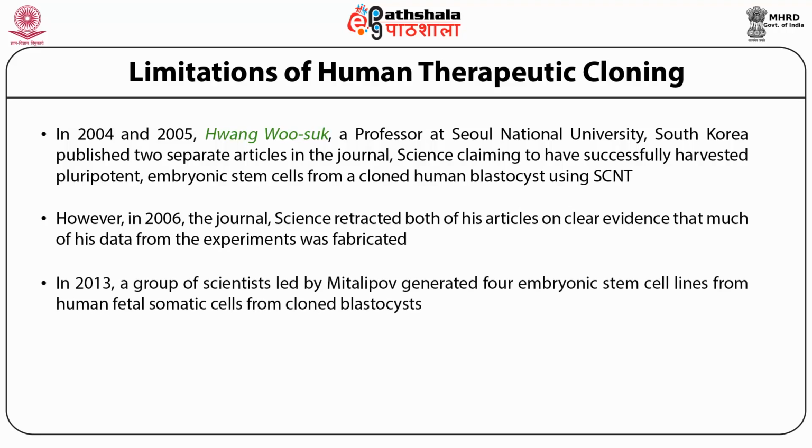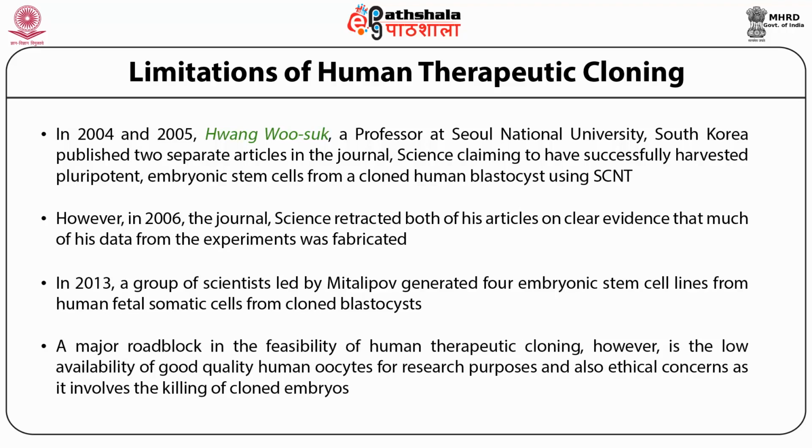Finally, it was in 2013 that a group of scientists led by Tachibana et al. generated 4 embryonic stem cell lines from fetal somatic cells obtained from cloned blastocysts. But as I said, the major roadblock in the feasibility of human therapeutic cloning is the availability of good quality human oocytes for research, and definitely the ethical concerns involved in the donation of these oocytes, as well as in the killing of cloned embryos, because we have to get embryonic stem cells only after killing of the embryos in therapeutic cloning.